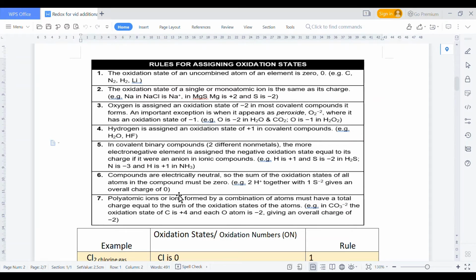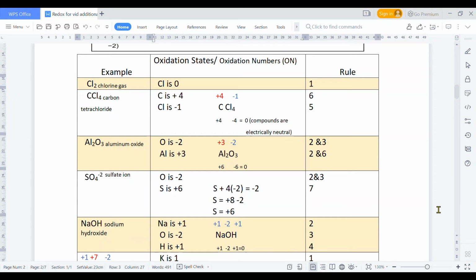Number 6. Compounds are electrically neutral, so the sum of the oxidation states of all atoms in the compound must be 0. 7. Polyatomic ions or ions formed by a combination of atoms must have a total charge equal to the sum of the oxidation states of the atoms. This will be discussed later. How we assign oxidation states or oxidation numbers: we have the example, the oxidation state or oxidation number, and the rule.